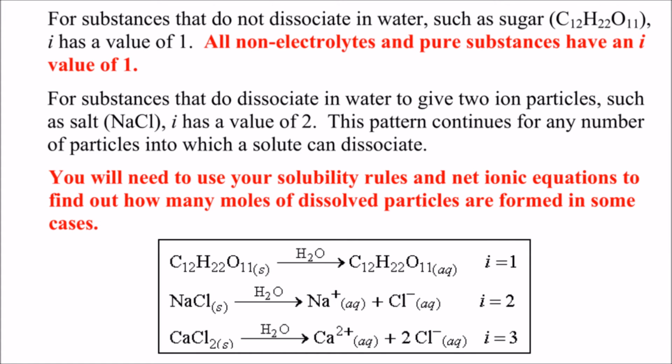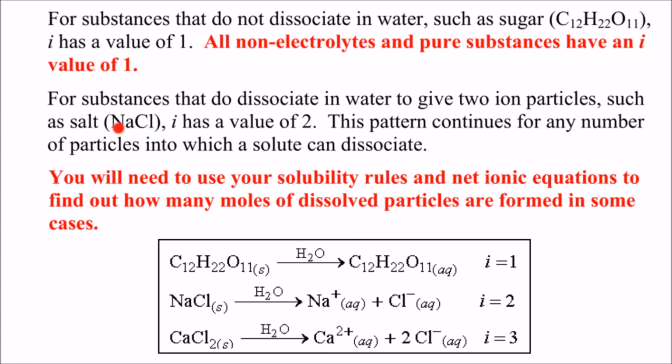Okay, so for substances that do not dissociate in water, meaning the organic ones or the covalent molecules, they will have a Van 't Hoff factor of 1. Okay, so all non-electrolytes or pure substances will have a Van 't Hoff factor of 1. Remember, non-electrolytes are these things that don't break down. For substances that do dissociate in water, if you have two ion particles form, then you're going to have a Van 't Hoff factor of 2.